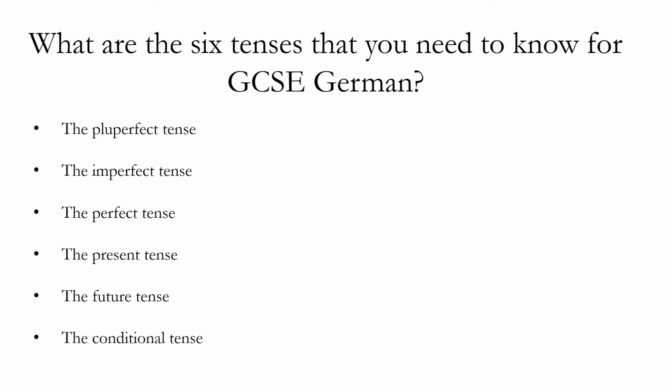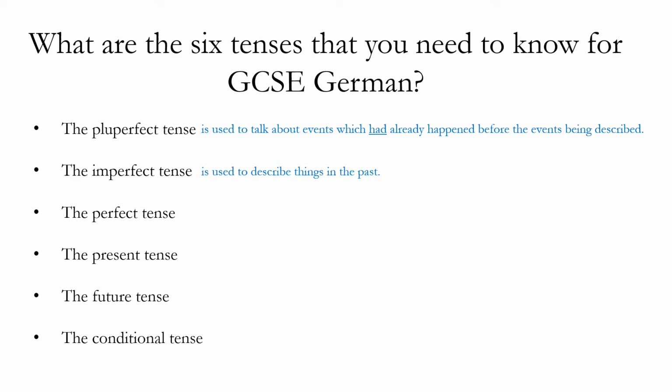So the pluperfect tense is used to talk about events which had already happened before the events being described. For instance, I had already poured myself a glass of water when my mum brought me a lemonade. The imperfect tense is used to describe things in the past. For instance, the weather was horrible, or I was in Spain. The perfect tense is used to talk about actions you have done in the past. For instance, I played tennis, or I went on the bus to London.